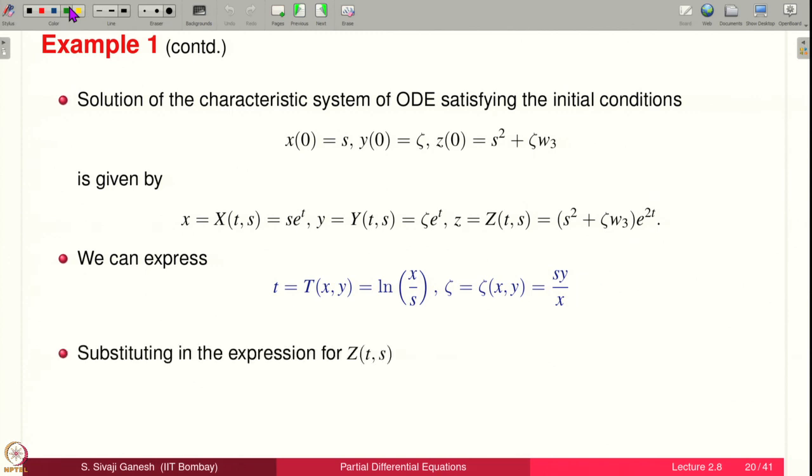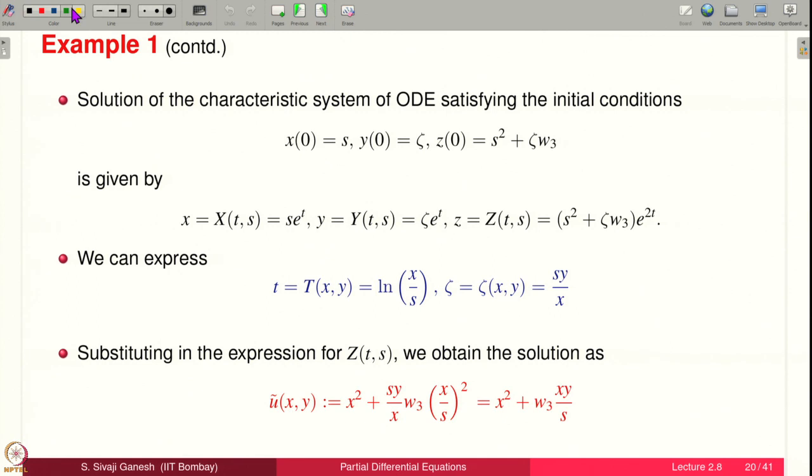Substituting in the expression for z of (t, zeta), we obtain the solution as u tilde of (x, y) equal to s square into e power 2t, which is x square, plus s y by x, that is the zeta here, into W3 into e to the power 2t, which is (x by s) whole square, it comes from here. So, on simplification, the solution u tilde becomes x square plus W3 x y by s.